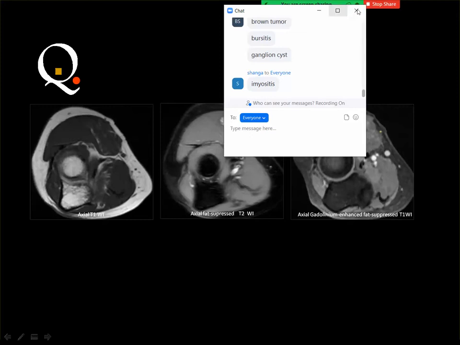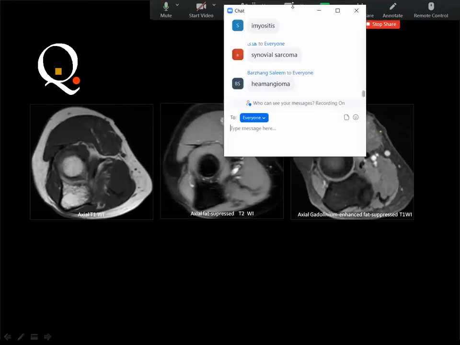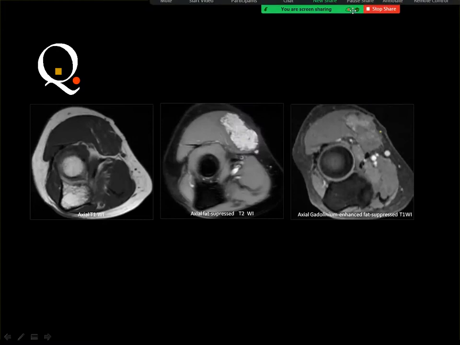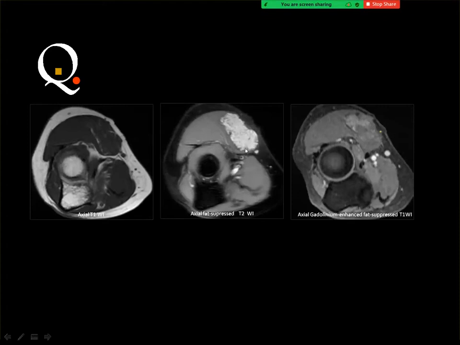But the clue here is the very bright signal of the lesion in the T2, and this always indicates that you are dealing with a hemangioma. And yes, this is of course a hemangioma. In the T2 weighted image you can also see some black lines within the tumor which represent fibrous septa. And you may also see some dots of signal void which may represent vessels or calcifications.